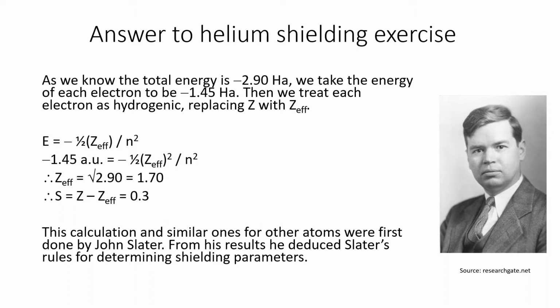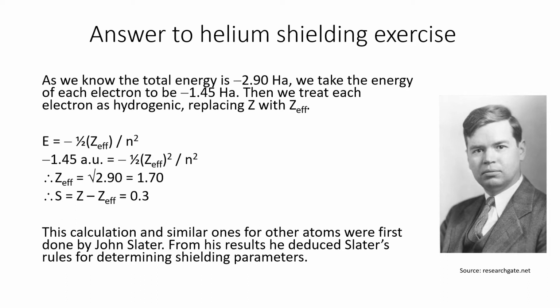We substitute in minus 1.45 for E. n there is the shell number, which is just 1, obviously, for helium. And then we solve for Z_eff. The effective nuclear charge comes out as 1.7. Since the actual nuclear charge was 2, that means that our S parameter in this case must have been 0.3. And this is an established idea in the so-called Slater's rules.